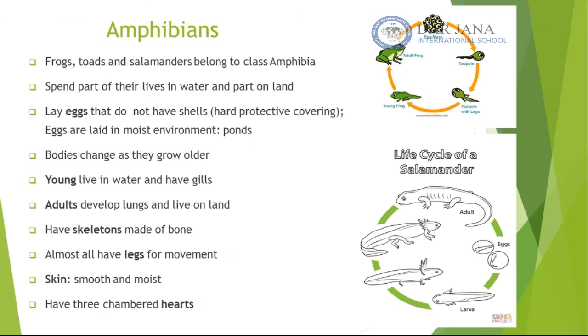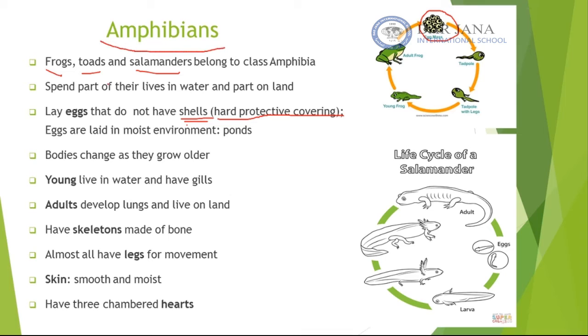Next, we will talk about amphibians. When I talk about amphibians, I'm talking about frogs, toads, and salamanders. Those belong to class Amphibia. Here we can see that a frog lays eggs. Those eggs are not covered by a shell. The shell is a hard protective covering that protects the egg, but the eggs of the frog don't have shells. Their eggs are laid in a moist environment, for example the ponds.